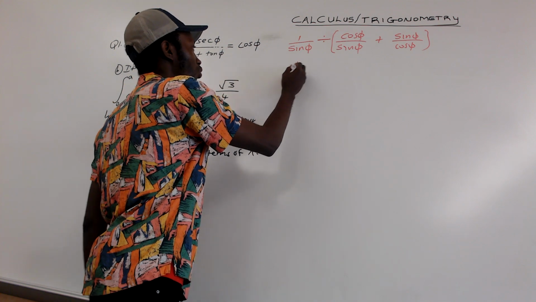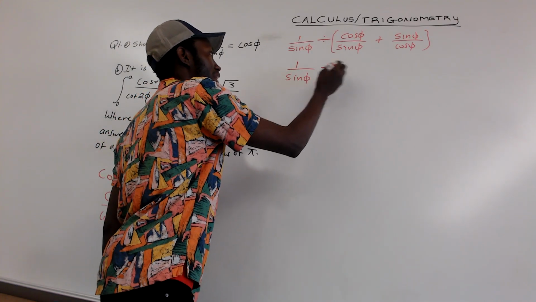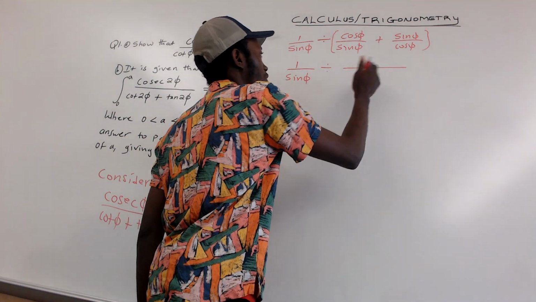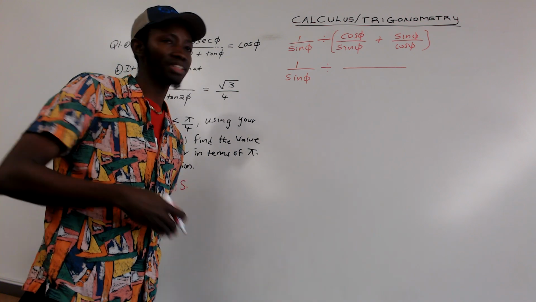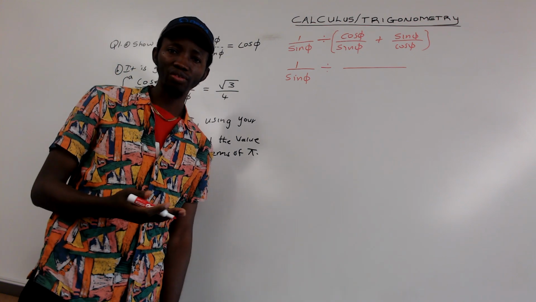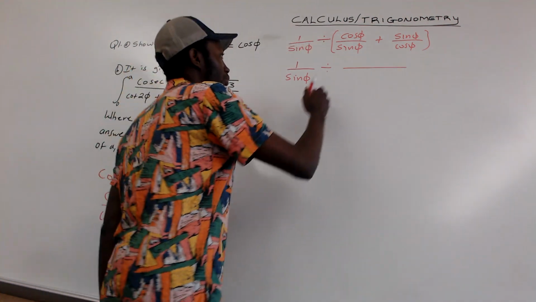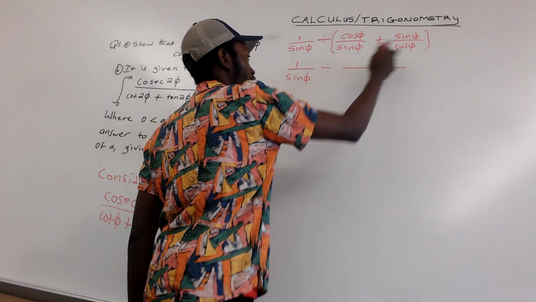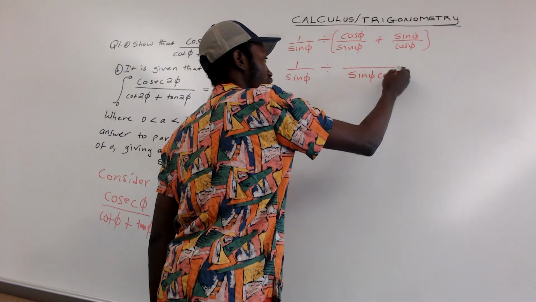So if we continue, 1 all over sin phi divided by this denominator, we consider the LCM, the least common multiple, or we can say the LCD, which can also be referred to as the least common denominator. So if we consider the least common denominator, we multiply these two values, sin phi times cos phi, which is going to give us sin phi as well as cos phi.